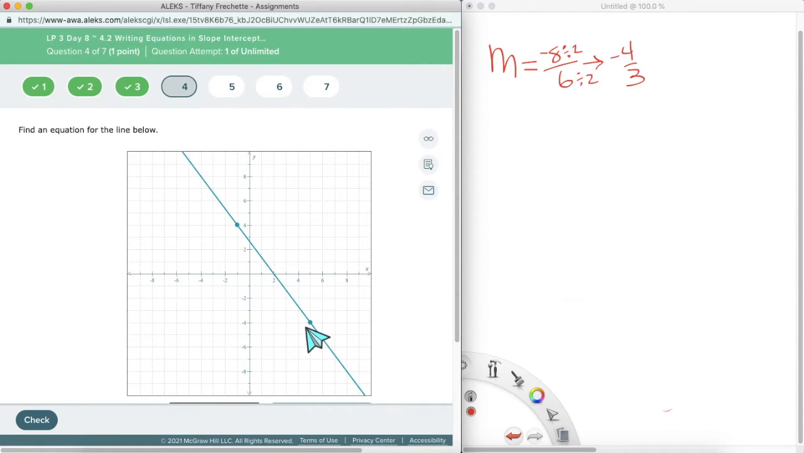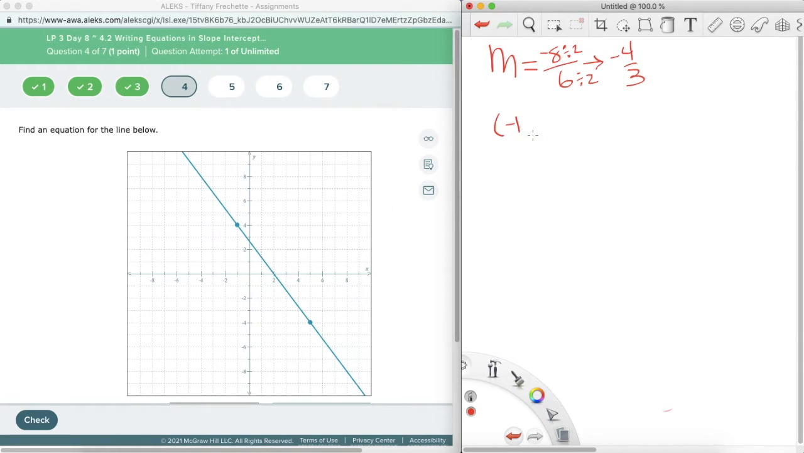So here's my slope. Now I need to choose one of these 2 points. It doesn't matter which one I choose. So I'm just going to go ahead and choose this one up here, and that's -1, +4, x, y. Alright, so now I'm going to use y equals mx plus b. So y is 4. M, we just found, is -4 thirds. And x is -1, plus b.